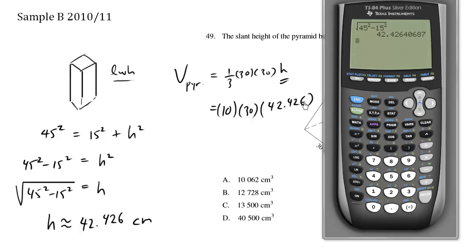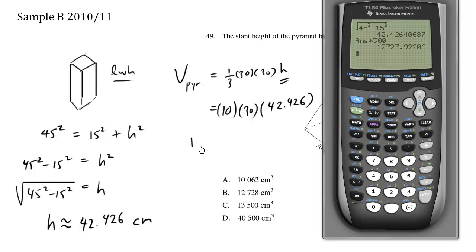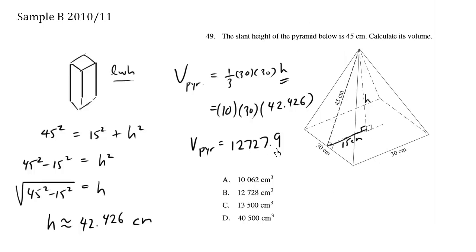So using our calculator, we're going to take this result, 42.426 times 30 times 10 is 300. Enter. And here's our final answer. The volume of the pyramid is equals to 12727.9 approximately. And the closest answer here is B.